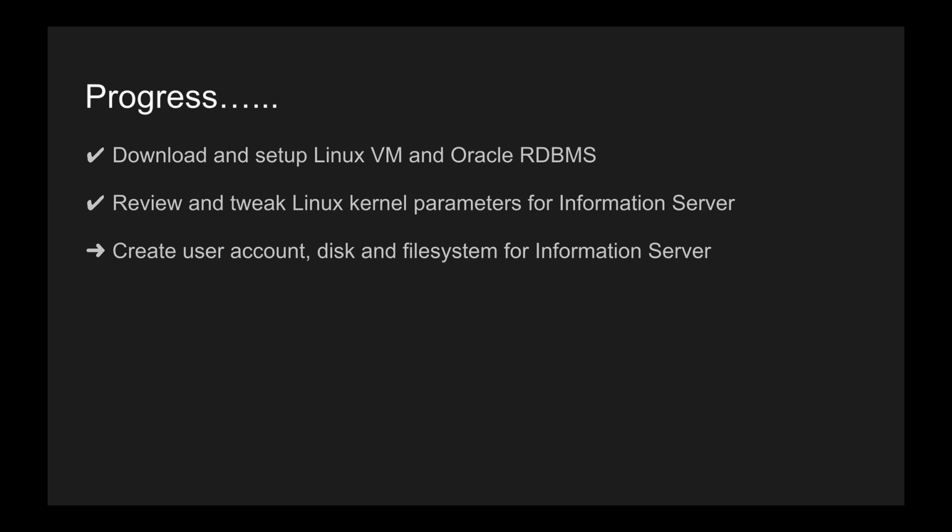And the next step is going to be to create a user account at the Linux level, and that's the DSADM account, which will run our Information Server DataStage engine. We're also going to add a brand new disk and create a file system on that disk, and that's where the Information Server software is going to be installed. So let's get on with it.